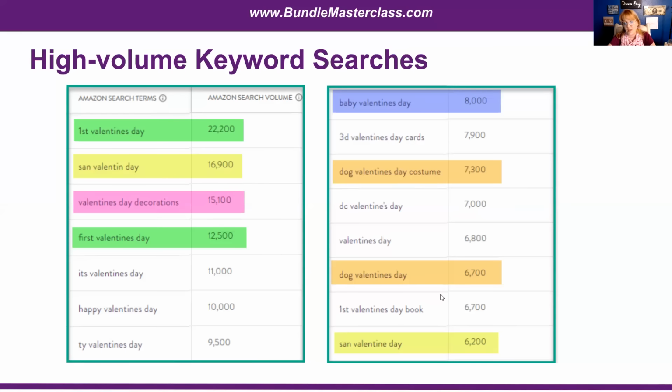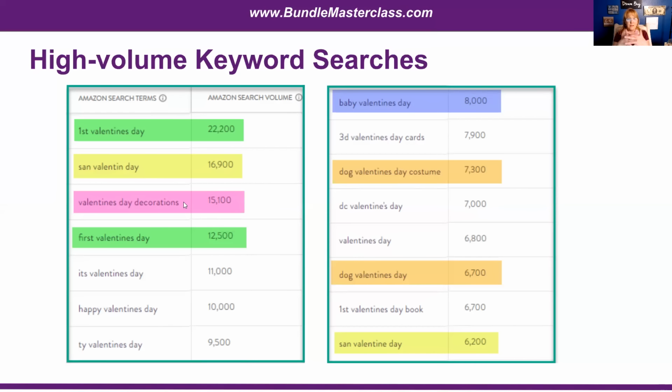16,900 a month for this one and 6,200 a month for this one. So you want to get those misspellings in your keyword back end. And then this was not surprising, Valentine's Day decorations, over 15,000 people. But I bet you could really niche those down and do what I like.